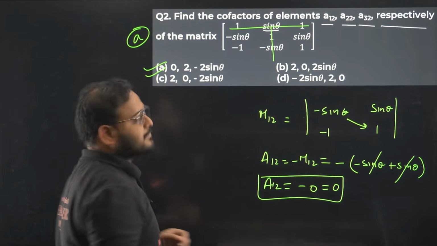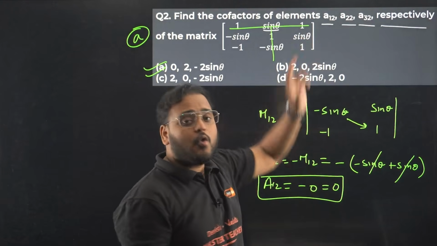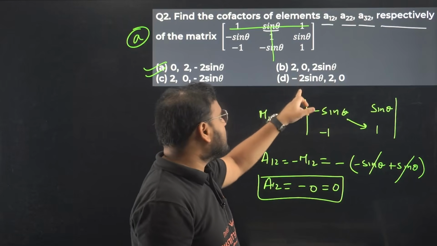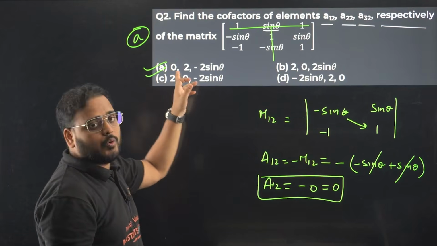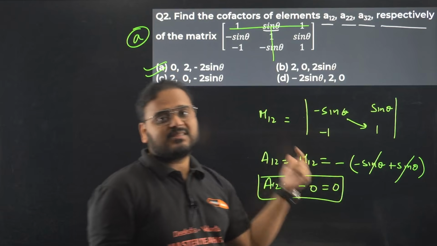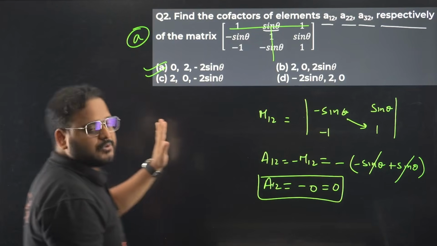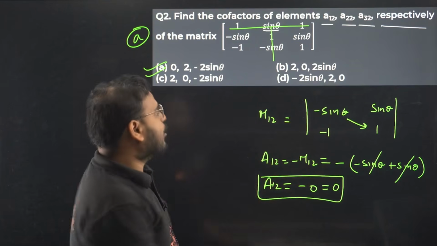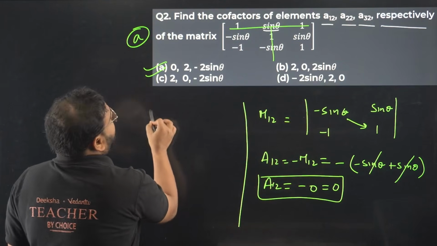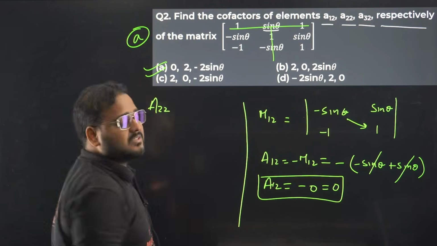Option A is correct. For the first part, cofactor of the element A12, here is given as 2, here is given as minus 2 sine theta, here is given as 2, here is given as 0. My answer is coming as 0. I can just pick the option A, which is the right option. Got it? If I had more options like this, then I would have to go ahead and find A22 also, but not in our case.